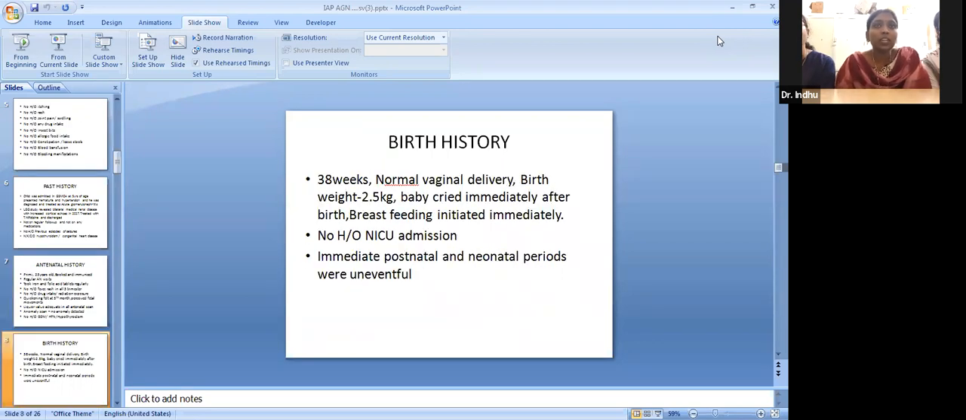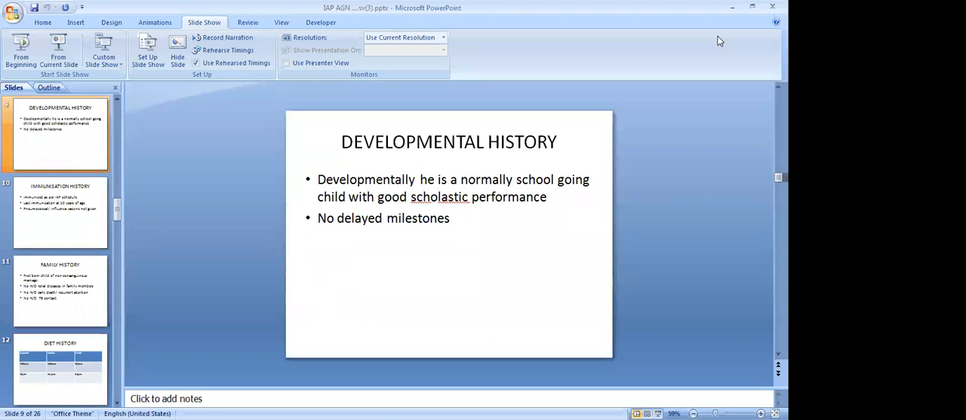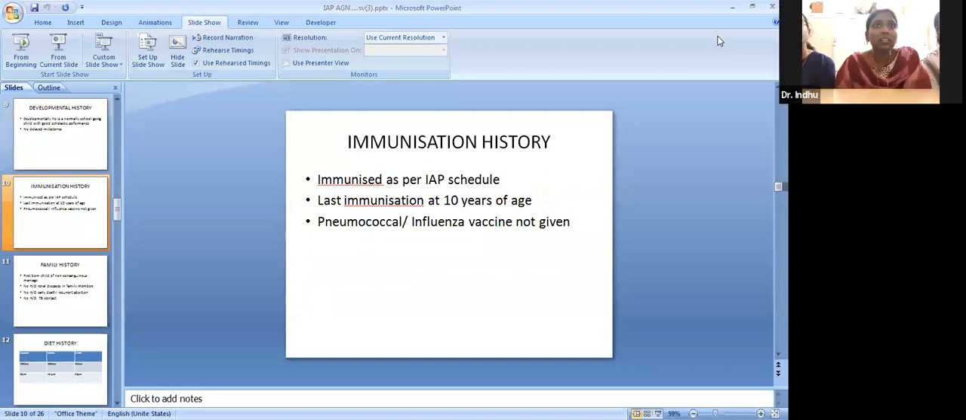Birth history, 38 weeks, normal vaginal delivery, birth weight of 2.5 kg, baby cried immediately after birth, breastfeeding initiated immediately, no history of NICU admission, immediate postnatal and neonatal periods are uneventful. Developmental history, developmentally is a normal school-going child with a good scholastic performance, no history of delayed milestones. Immunization history is immunized as per IAP schedule, last immunization at 10 years of age, pneumococcal or influenza vaccine was not given.